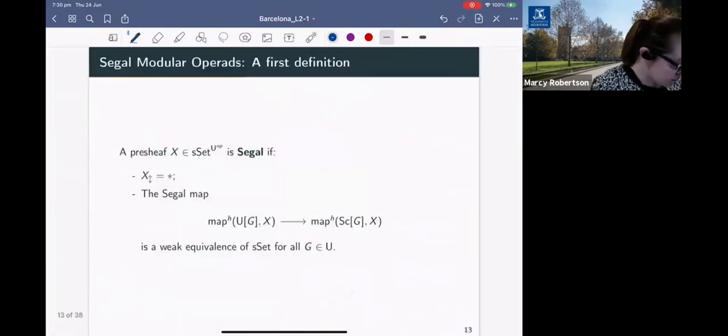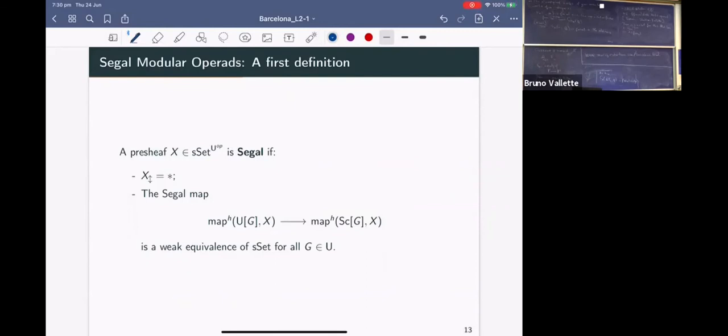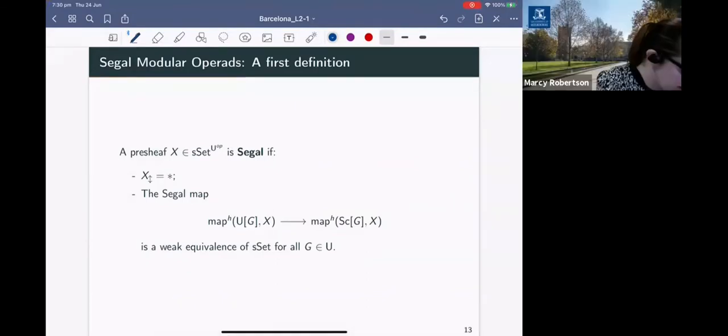So here's my first definition of what a Segal modular operad should be. I want to go a little bit fancier than sets so that I actually have a weak homotopy equivalence. So I'm going to go into spaces. And I'm going to say that a presheaf on the graphical category into spaces is Segal if first I have this equal to a point. And second, that the Segal map, and now I've written this with derived mapping spaces, is a weak equivalence in simplicial sets of spaces for all G and U.